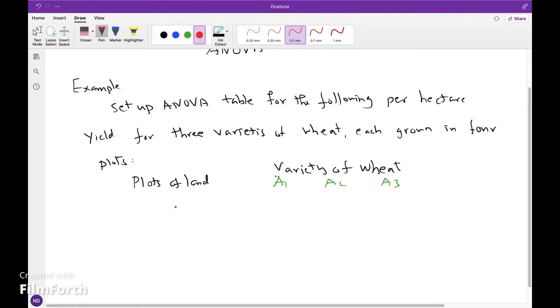Plot of land 1: 6, 5, 5. Land 2: 7, 5, 4. 3, 3, 3, 3, 4, 8, 7, 4.